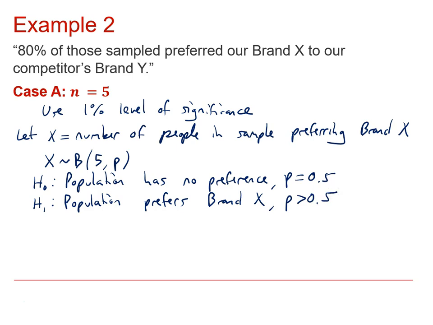Now, if 80% of those sampled prefer brand X, that means 4 of them. So we want the probability of 4 or more. Probability that X is greater than or equal to 4 on your calculator is 0.1875. Not a very strong case, certainly nowhere near that 1% level of significance. I'd say it's significantly greater than 0.01.